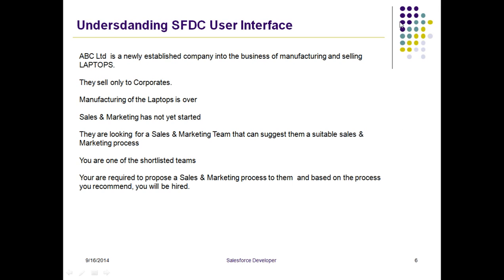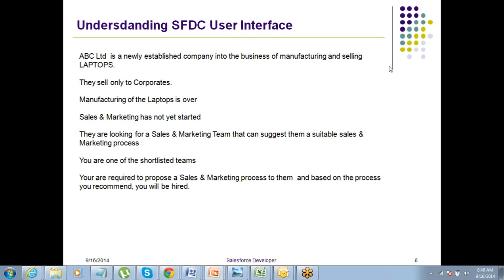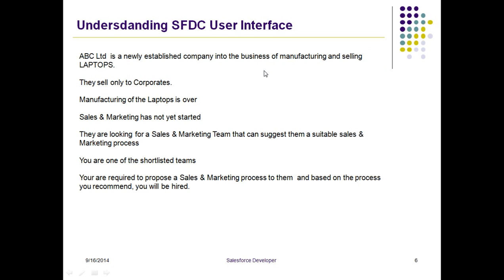What do we understand? What do we have to do? This is a company. This is a small activity which we are going to do. This is a company which is into the business of manufacturing and selling laptops. For example, consider that you are Dell. You want to manufacture and sell laptops, but there are two things that we are talking about here. One, this is a new company, and so far they have not made a single sale. They have just manufactured some laptops, and they have a big stock of laptops which need to be sold. So they need to start that sales and marketing process.